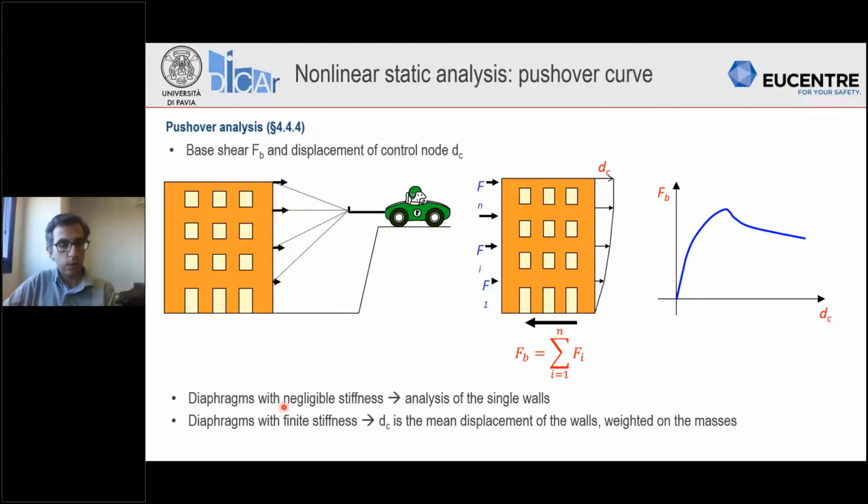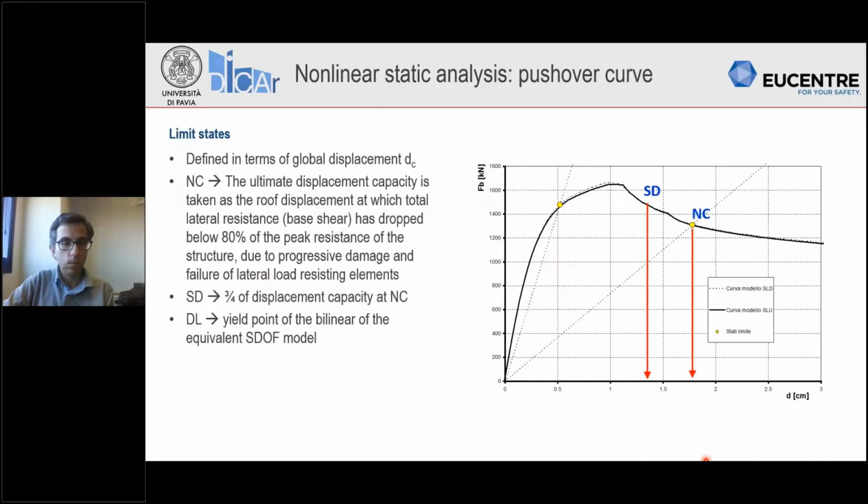Now, if the diaphragms have negligible stiffness, you have to perform the analysis of single walls. Otherwise, you can perform the analysis of the wall building, and DC is the mean displacement of the walls weighted based on the masses. Once you have the pushover curve, what you are required to do to perform the assessment is to identify the capacity. Capacity is identified in terms of global displacement DC.